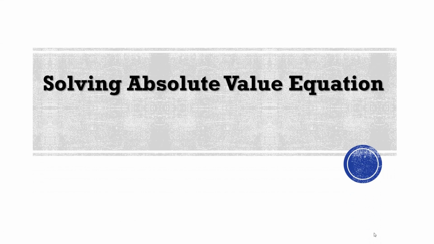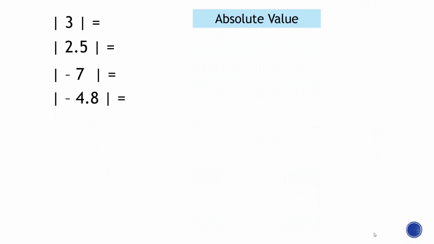Hello everyone. For today, I will discuss solving absolute value equations. Let's begin with this illustration. Absolute value of 3 is 3. Absolute value of 2.5 is 2.5. Absolute value of negative 7 is 7. Absolute value of negative 4.8 is 4.8.